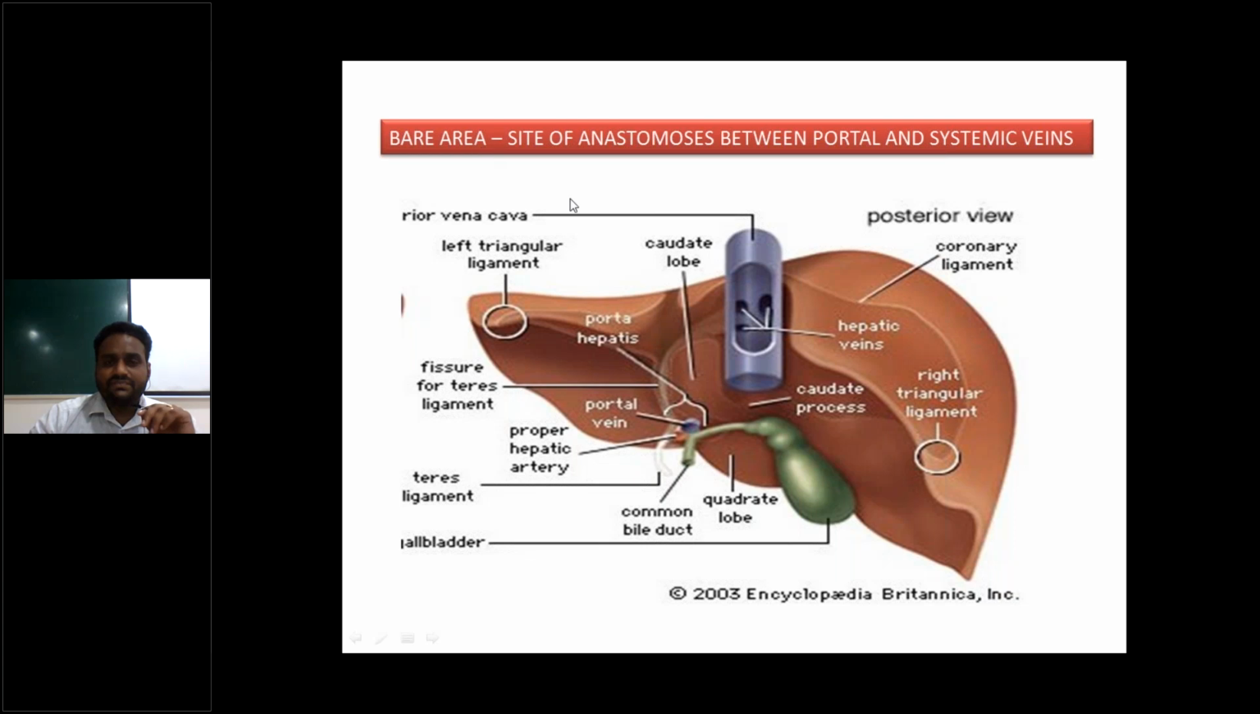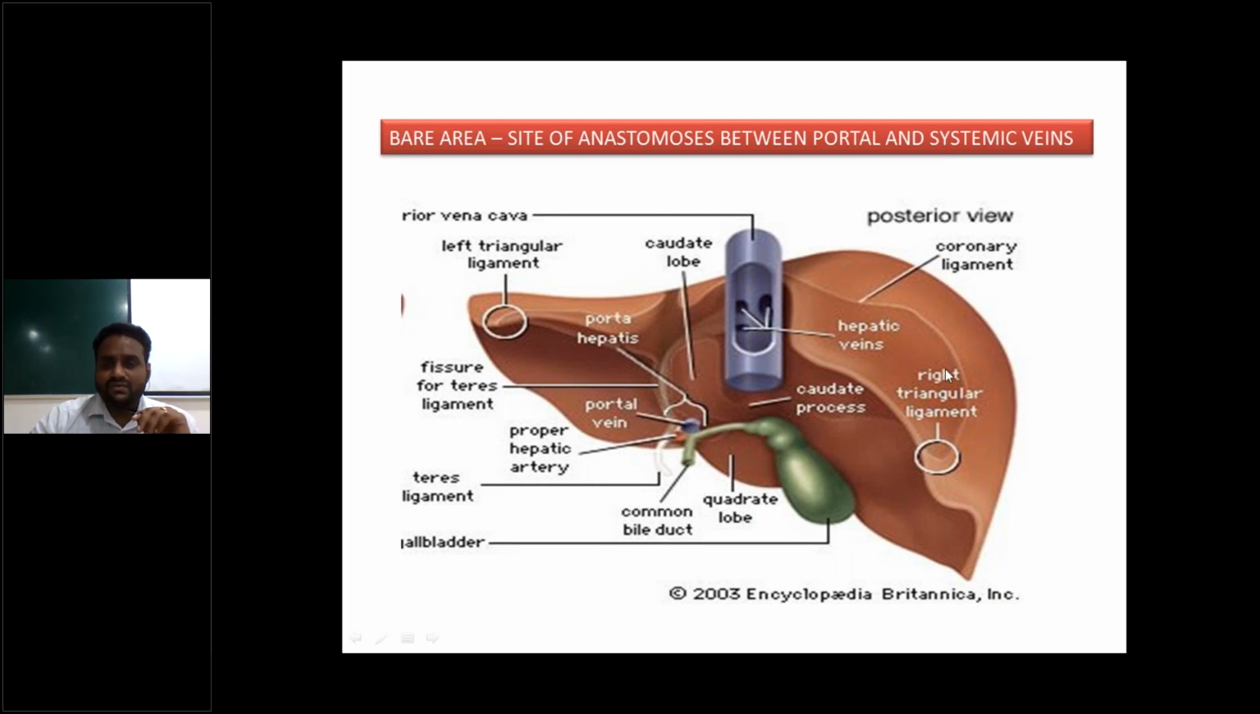The bare area of the liver is a very important short notes question. You should know the boundaries of the bare area of the liver and also its clinical importance. So what is the clinical importance here? This is the site of the anastomosis between portal and systemic veins. This is one of the porta-caval anastomoses, the bare area of liver. That is the clinical importance.